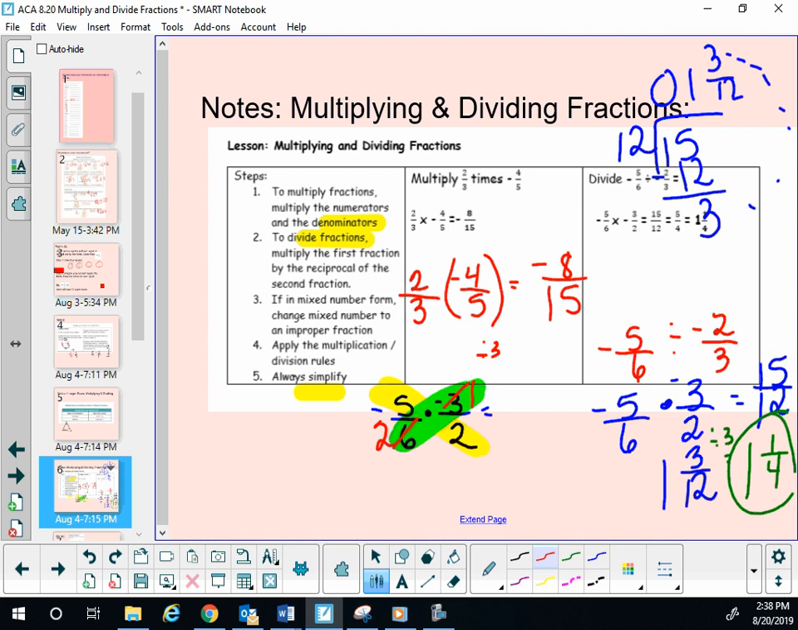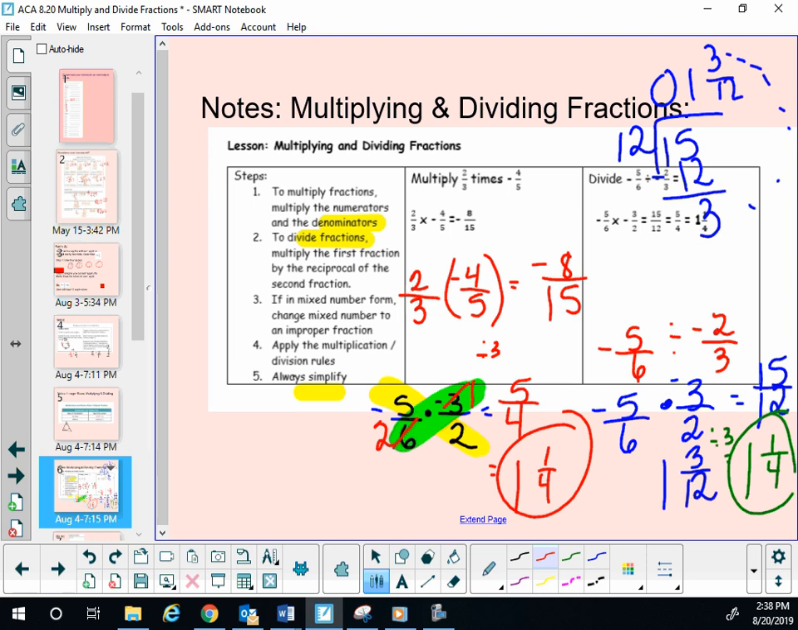5 times 1 is 5. And now at the bottom I just have 2 times 2, 4. So what is 5 over 4 equal? It's 1 and 1 over 4. It's the same answer we got, but in this one I simplified at the beginning.